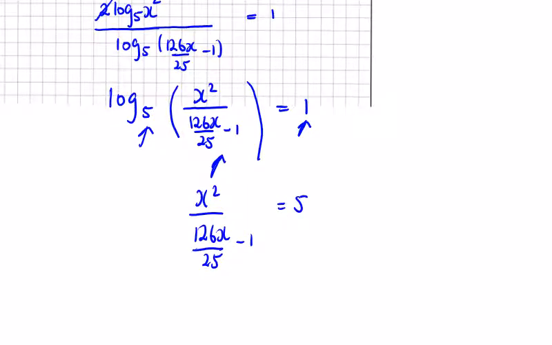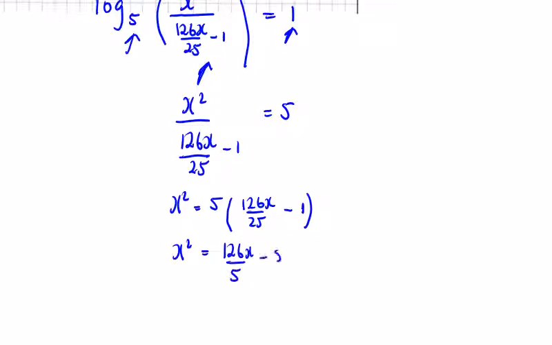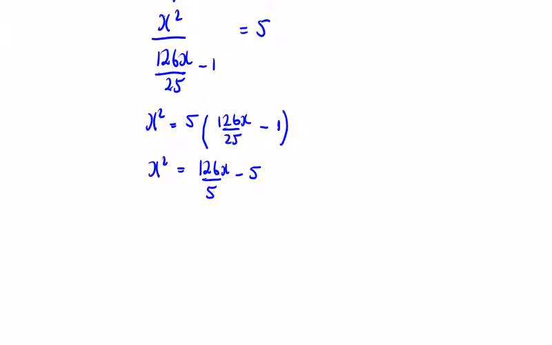Is this going the right way? Let's see where we get with this. Cross multiplying, I'm going to get x squared is equal to 5 times (126x over 25 minus 1). So if I multiply out the right, x squared is equal to 126x over 5 minus 5. Now multiplying by 5 and bringing everything to the left, I'm going to get 5x squared minus 126x. The 5 disappears, 5 5s are 25, minus becomes a plus 25 is equal to 0.